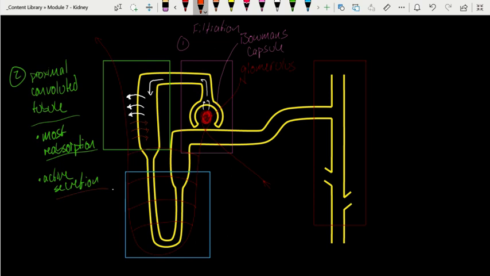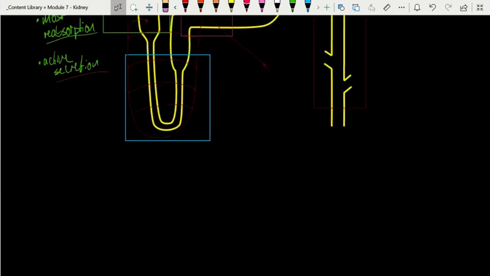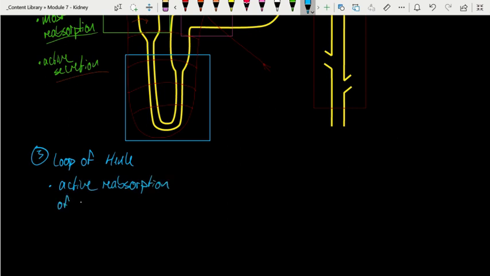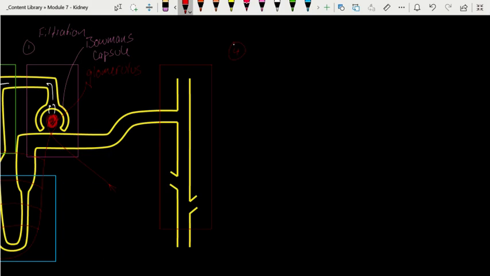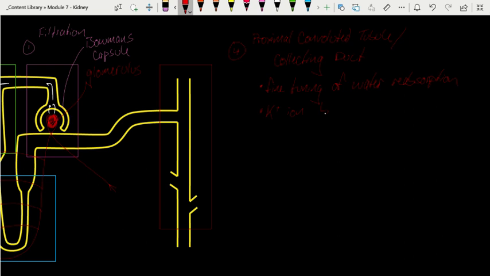That's active secretion. Okay, moving down to this blue box, our third box, this is the loop of Henle. A very cool structure, and this is all about the active reabsorption of both water and salt, specifically sodium chloride. Okay, and then our fourth box. We're actually going to combine two different structures here. We could go in depth and we could examine each of these structures independently, but for the purpose of this class, we're just going to combine them. Both the proximal convoluted tubule and the collecting duct. Key features here would be the fine-tuning of water reabsorption. This is where we're going to find potassium ion balance. And then lastly, pH regulation.